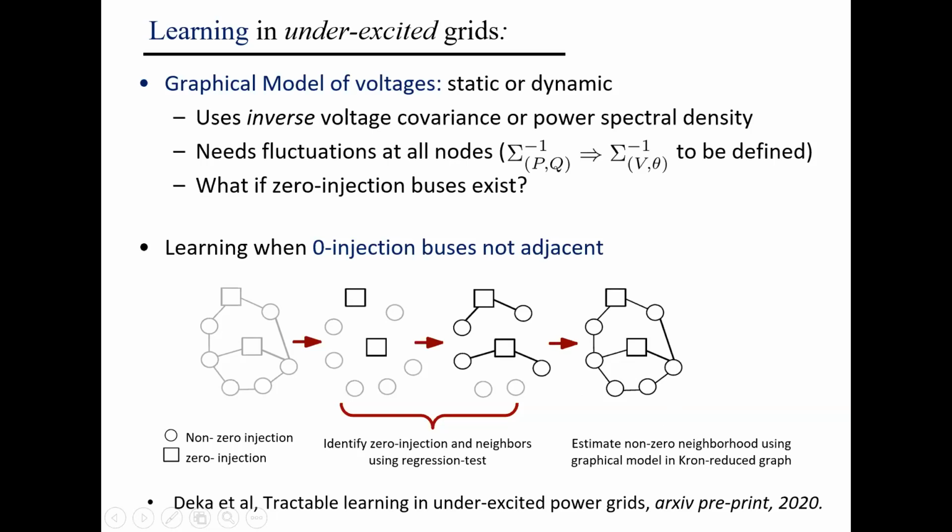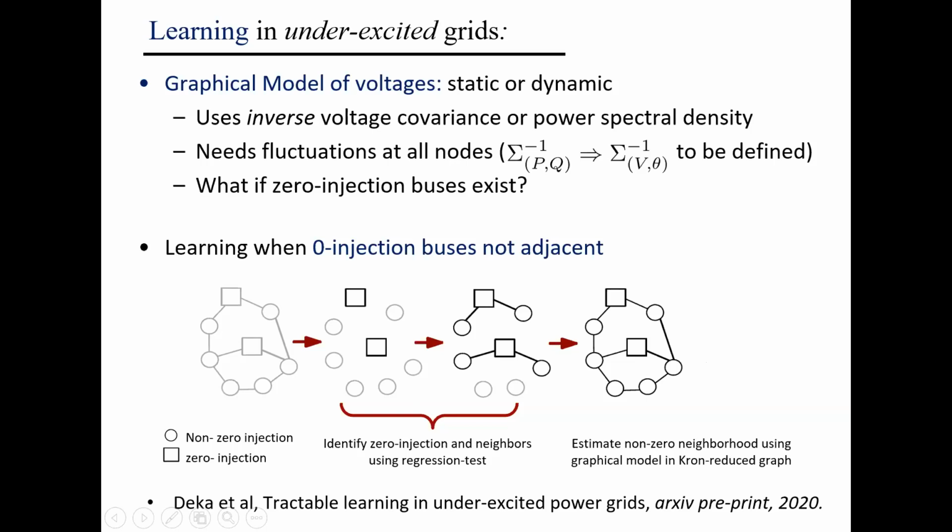the other nodes in the system, you can guarantee correct topology recovery even in loopy systems when there are zero injection buses. And I will not go into details in this talk, but we did have some nice theoretical results on how much noise such a system can tolerate, including both how noise affects this regression-based test, as well as how noise affects the learning of neighbors in the Kron-reduced graph, which is there in this paper.